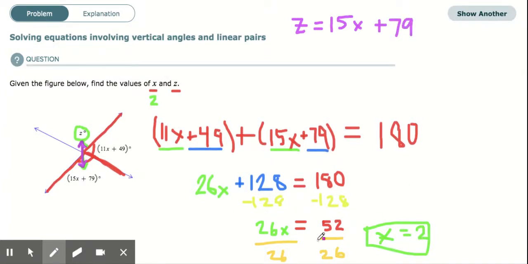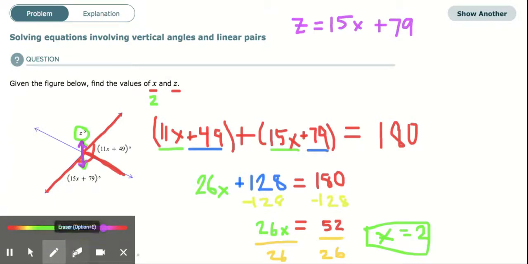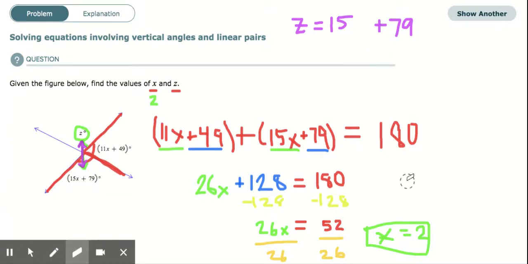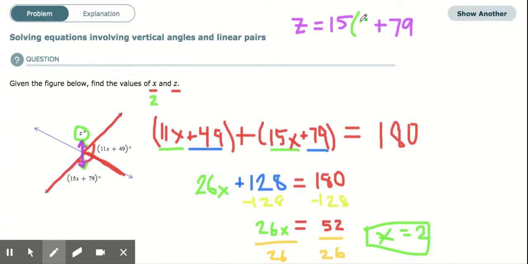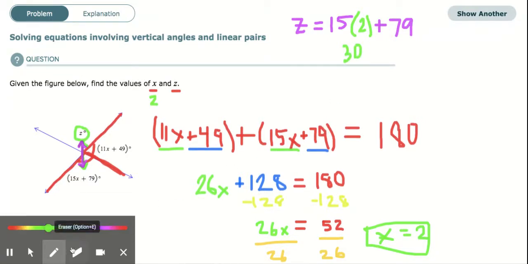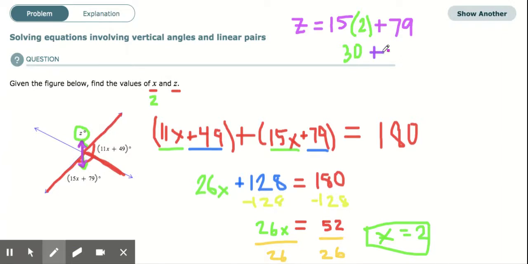But we know what x is already, right? If we didn't, we could not solve this, but we do. So what is x equal to? X is equal to 2. So let's go ahead and plug that in. All right, so 15x is really 15 times 2, which is 30. And what's 30 plus 79? Well, 30 plus 70 is 100, and then 9 more would be 109. So z equals 109.